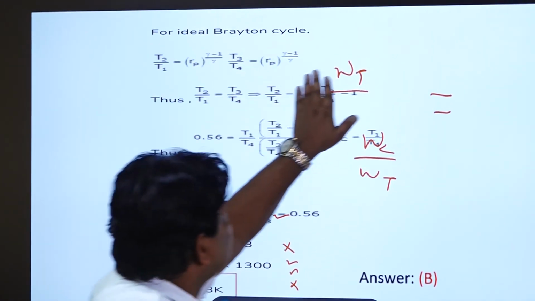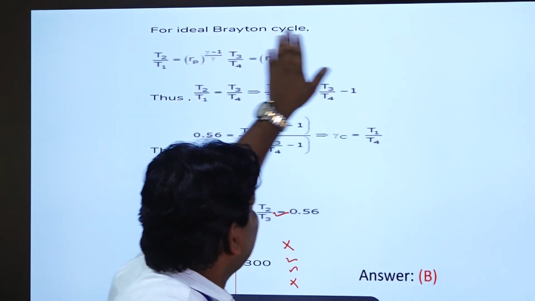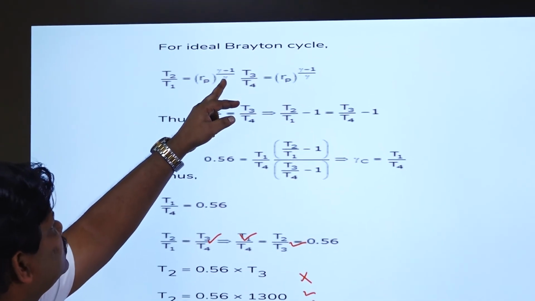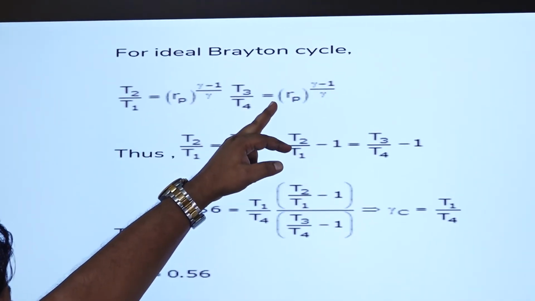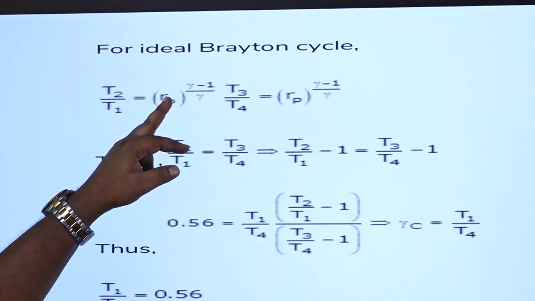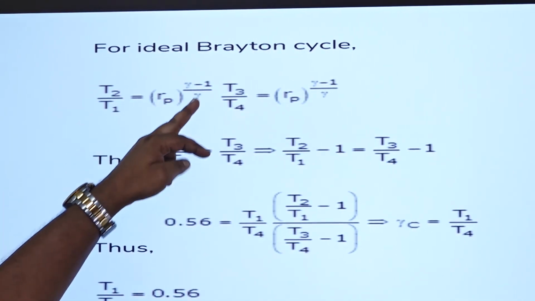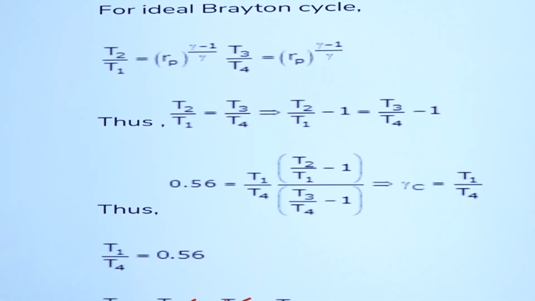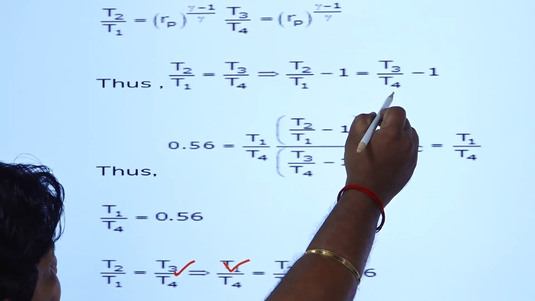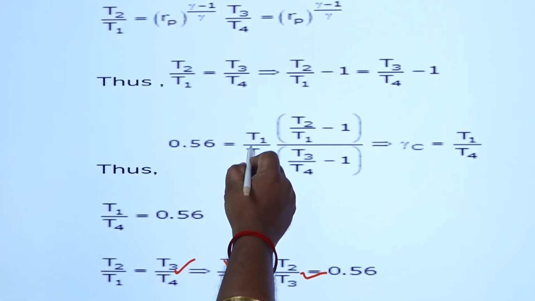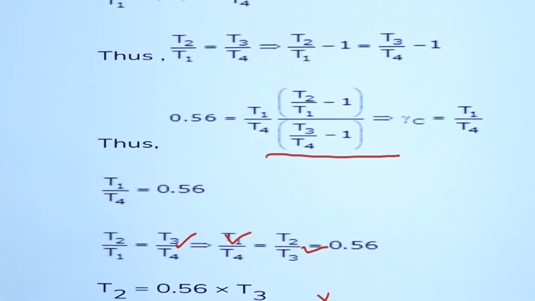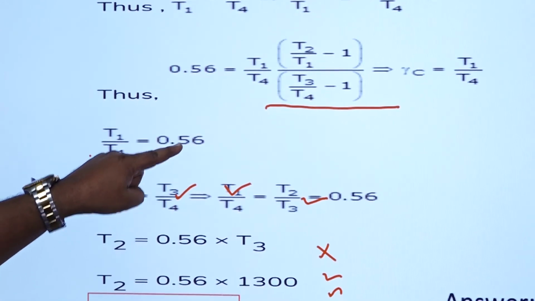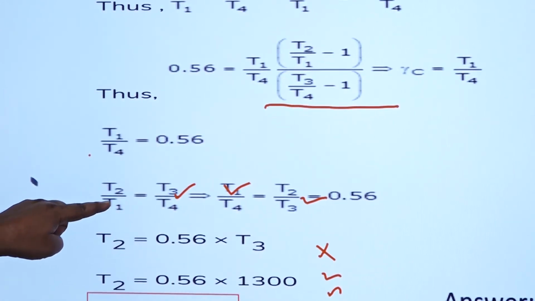So from this you can use the PVT relation for this Brayton cycle. That is T2 by T1 is Rp whole power (gamma minus 1) by gamma, and similarly T3 by T4 is also Rp whole power (gamma minus 1) by gamma. So T2 by T1 is equal to T3 by T4. So from this you can arrive at an equation for this. You can find the value for T3 by T4 minus 1, and from this T1 by T4. So you simplify this equation and you can get a value for T1 by T4, which is equal to 0.56.